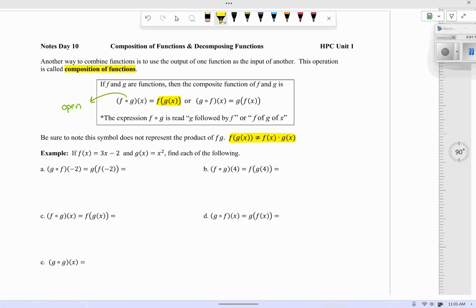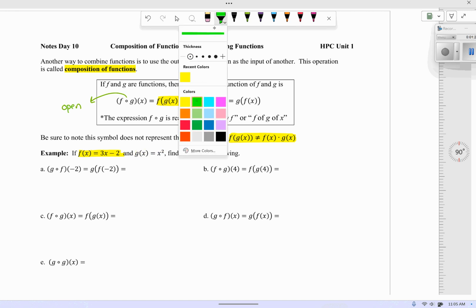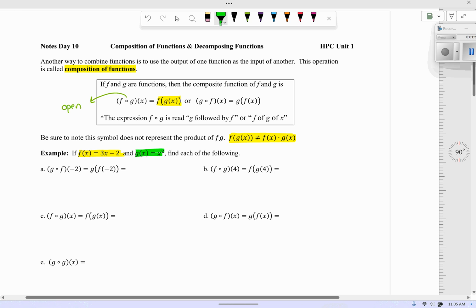So for this first example, it gives us f of x and g of x, and it says find each of the following. And let's actually go ahead and put this in a different color. So the first one we have is g of f of -2, which you can also write with the parenthesis notation. So you always want to evaluate the inner function first and then the outer function. So our inner function in this case is f of -2. So we're going to evaluate that first.